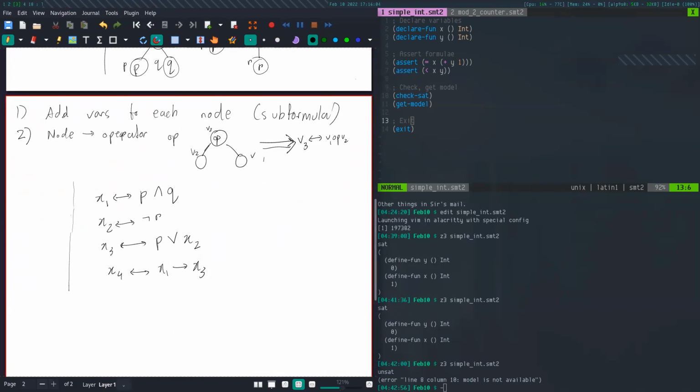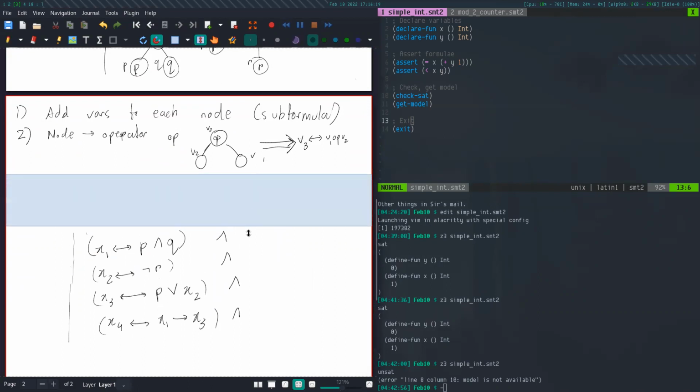So now notice that if I consider all of these as some formulas, and if I AND them, right? So if I AND them, let me just create more space.